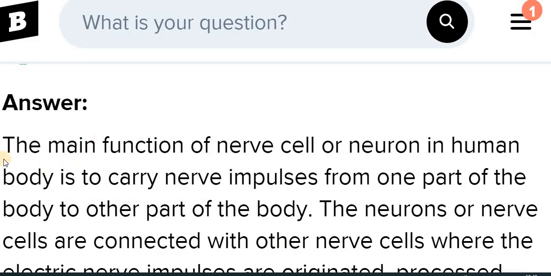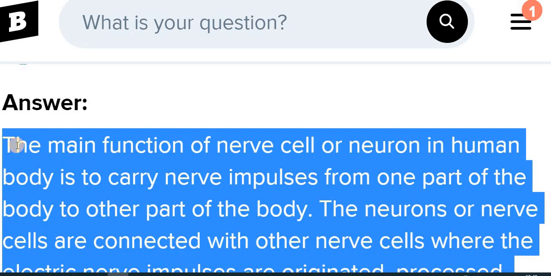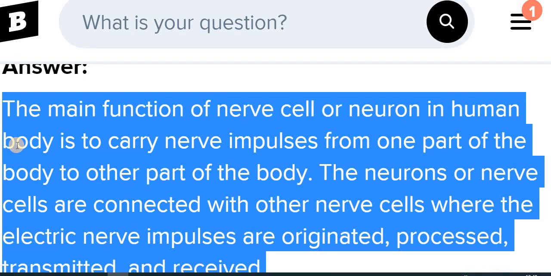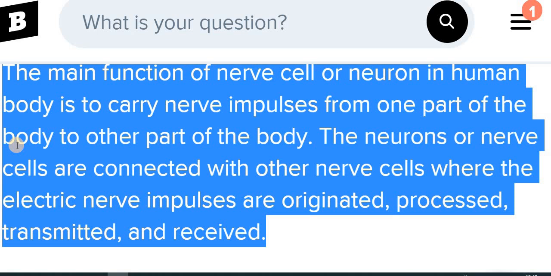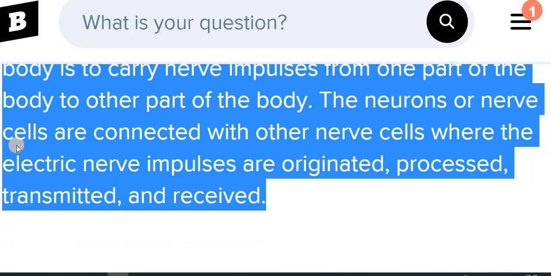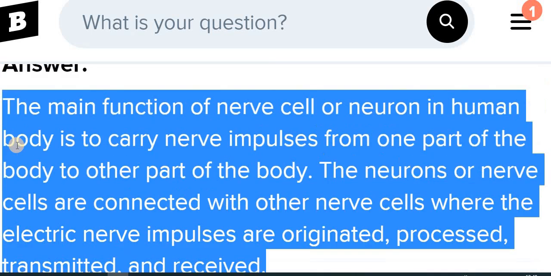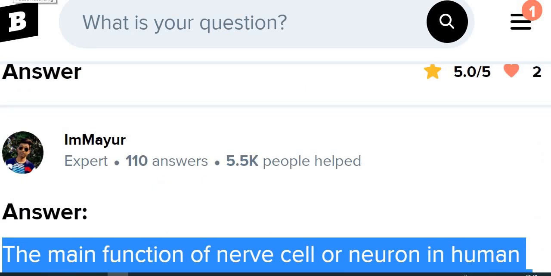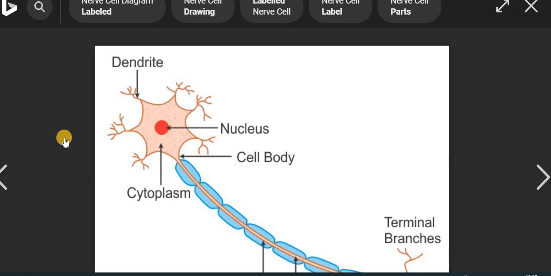Let's see the answer. The main function of the nerve cell, or you can say the neuron, in the human body is to carry the nerve impulse which comes from any part of the body. The neurons, or nerve cells, are connected with the nerve cell where the electric nerve impulse originates. Then this nerve cell passes this message on, transmitting and receiving. Let's see the figure of the nerve cell.